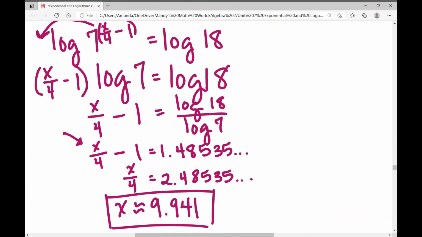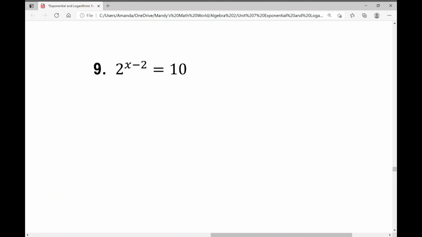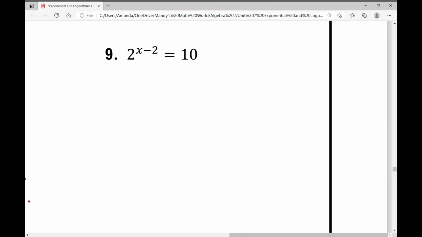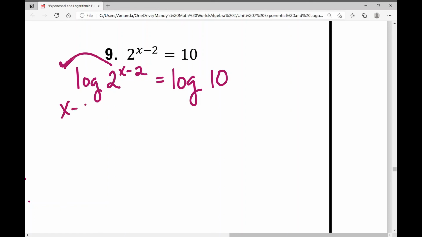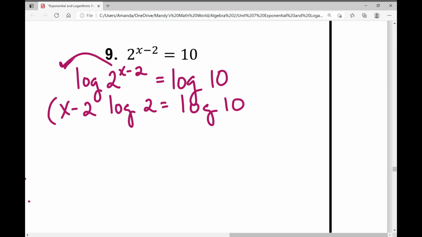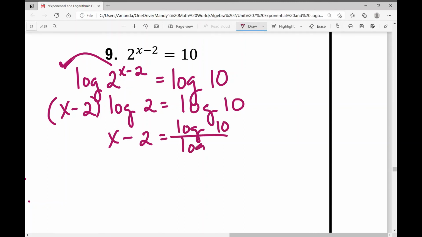This is the last problem of this set of notes. So I get 2 to the power of x minus 2 equals 10. I can't create expressions with the same base, so I'm going to take the log of both sides. So log of 2 to the power of x minus 2 equals the log of 10. And what can I do with that exponent portion? I can move it out in front. So x minus 2 times the log of 2 equals the log of 10. To get that variable portion all by itself, I need to divide both sides by the log of 2. So the log of 10 divided by the log of 2.